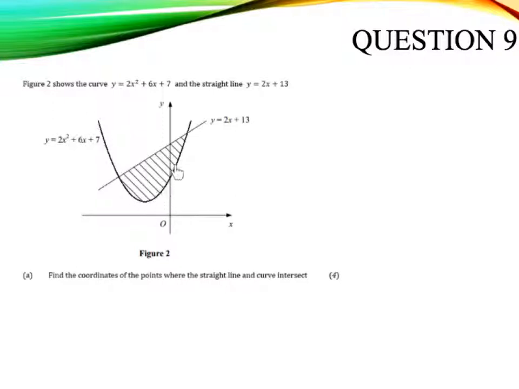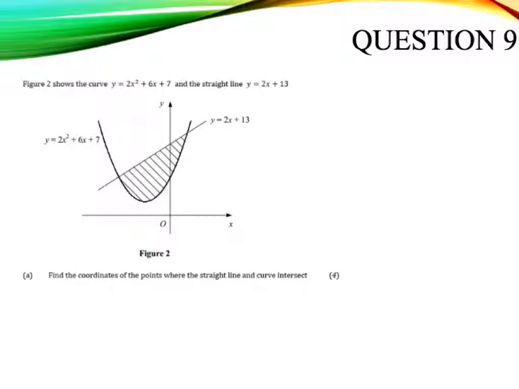Okay, in this question then it shows figure 2, which is the curve y equals 2x squared plus 6x plus 7 and a straight line y equals 2x plus 13. First of all, it says find the coordinates of the points where the straight line and the curve intersect. So this is straightforward, simultaneous equations work.